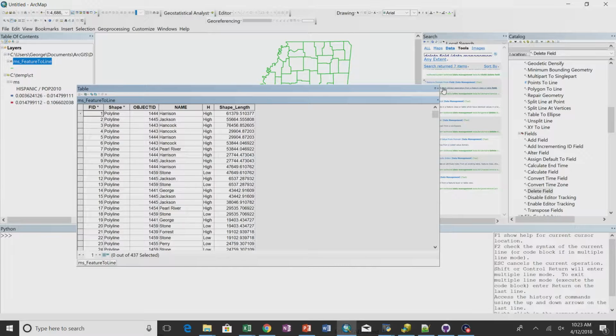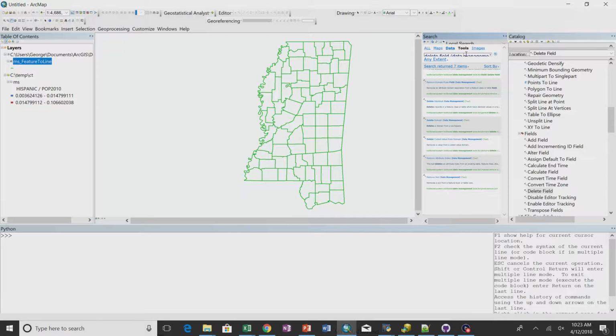Okay, so now on to the intersect. This is where the magic happens. It lets us do the join count analysis. Is this intersect?